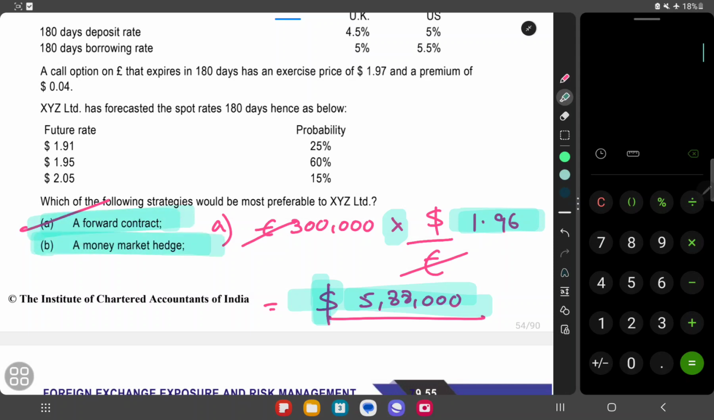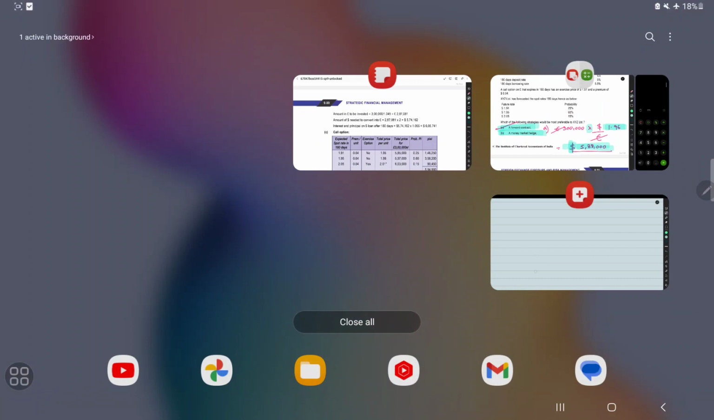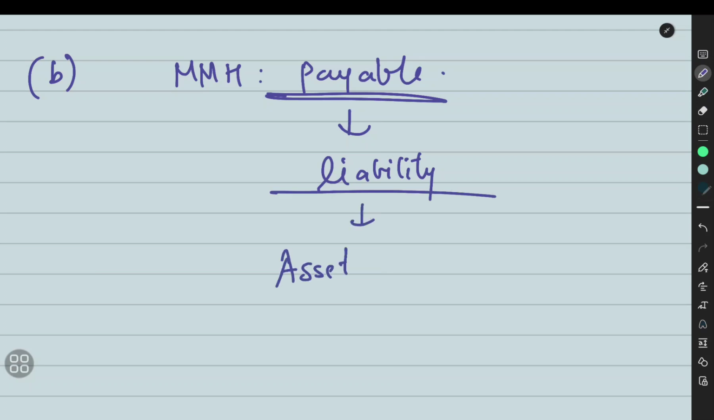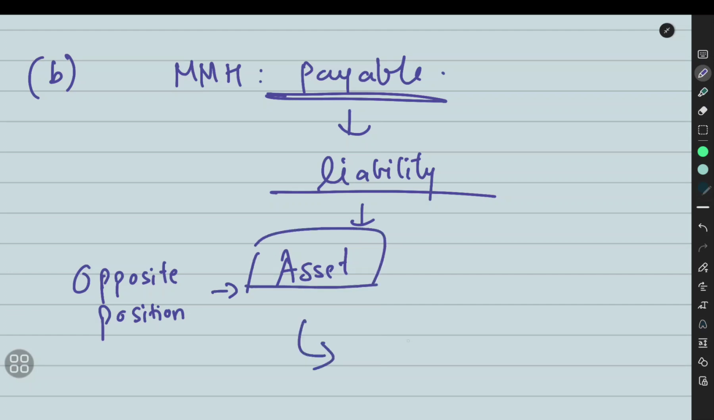Okay, now money market hedge. Money market hedge, I think we'll have to actually solve this, and it would be better if we do that. Money market hedge, payable in this case, payable 3 lakh pounds. Payable means liability, therefore we create an opposite position, that is an asset. Okay, why opposite? Already explained in question number 37 and 38. Please refer that.